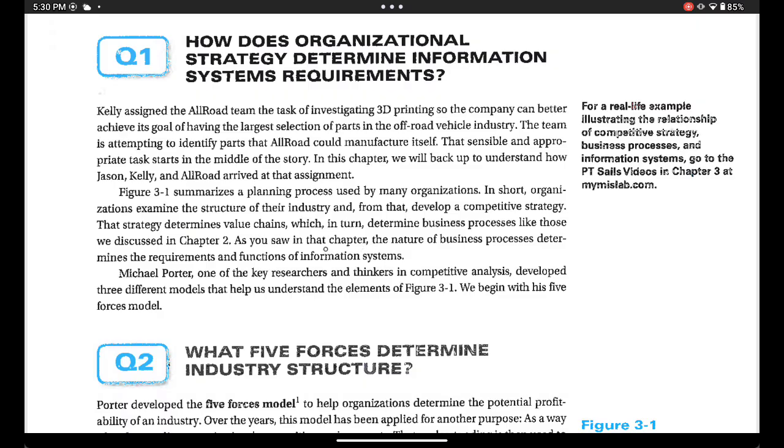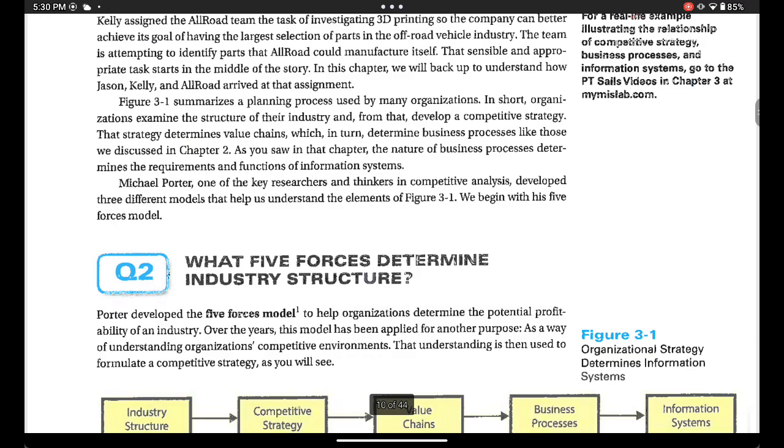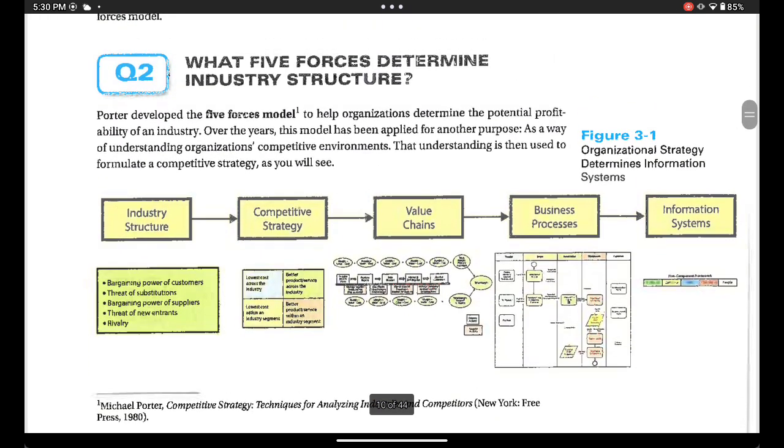The first step, where is it? Yeah. So the first step is okay. I think the steps are here. Yeah, there it is. Industry structure, competitive strategy, value chain, processes, and information systems. Those are the 5 steps you must know. It'll come out. I'm telling you, it'll come out in multiple choice, right?